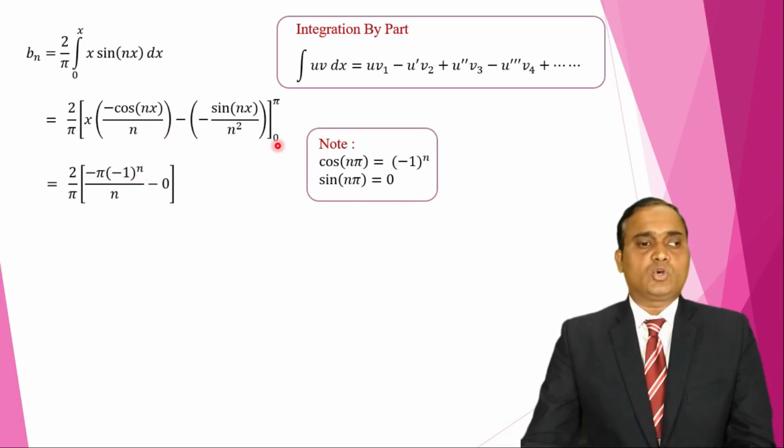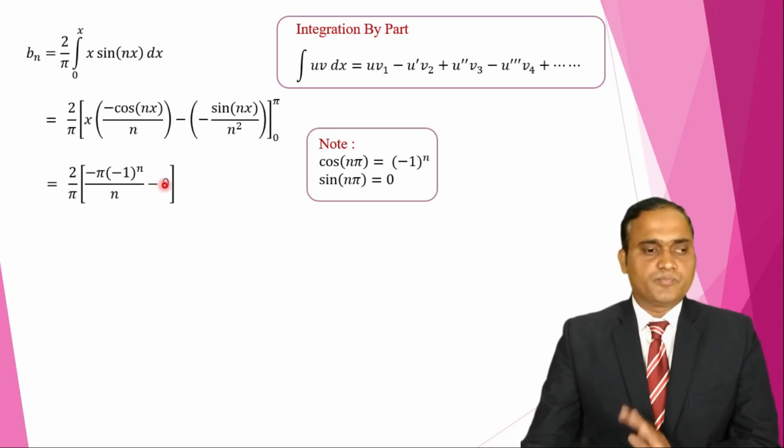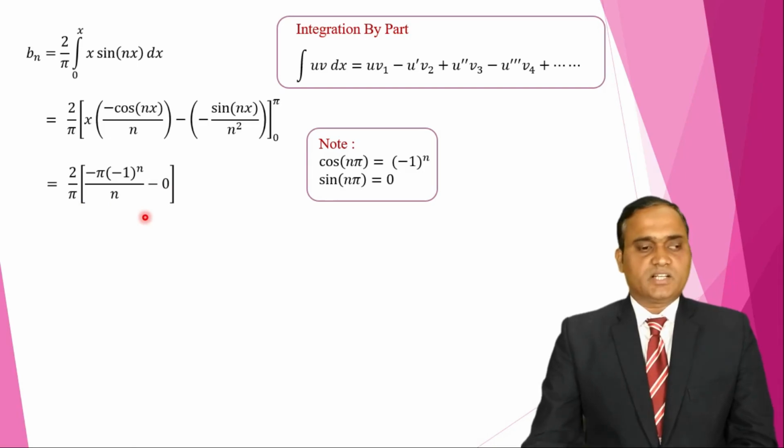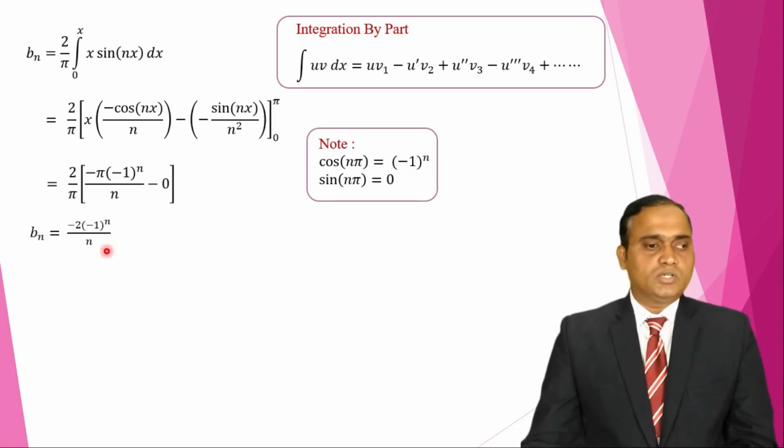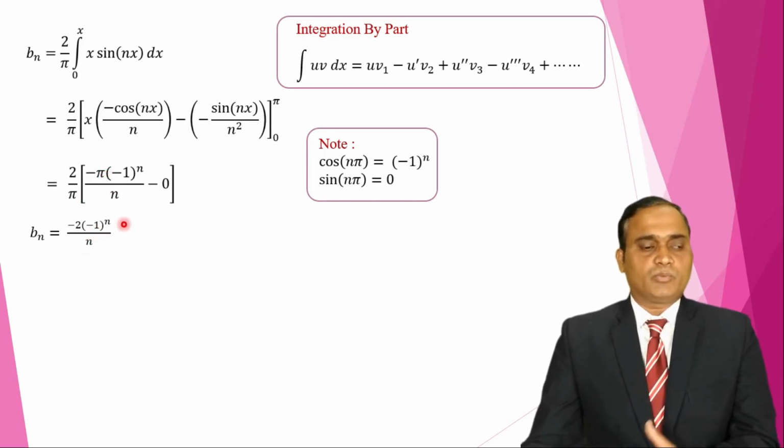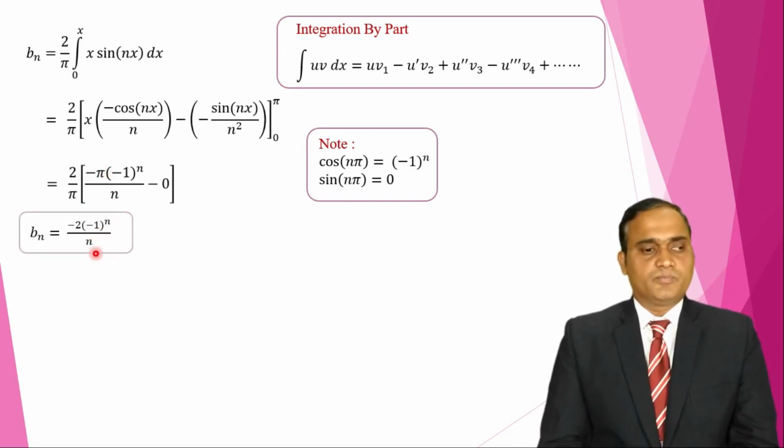Minus the lower limit, which is 0 now. Cos 0 is 1, but that x value is 0, 0 into 1 is 0. So this term is 0 and sin 0 is 0. So when I substitute the lower limit, that term becomes 0. So that value is 0, minus 0. So after simplification, we get minus 2, here pi gets cancelled, we get minus 2 times minus 1 raised to n upon n. This is our Bn value.